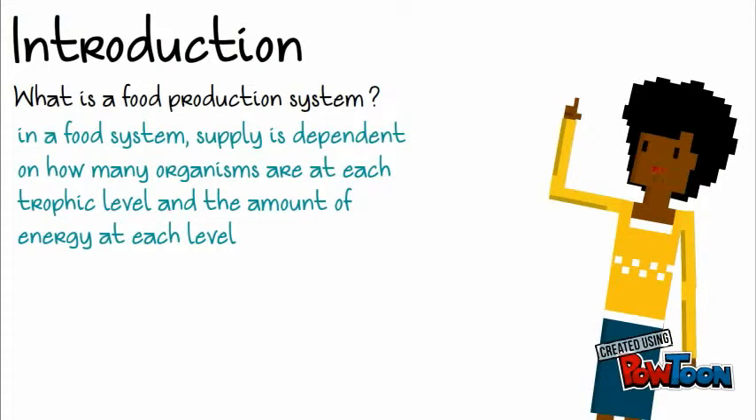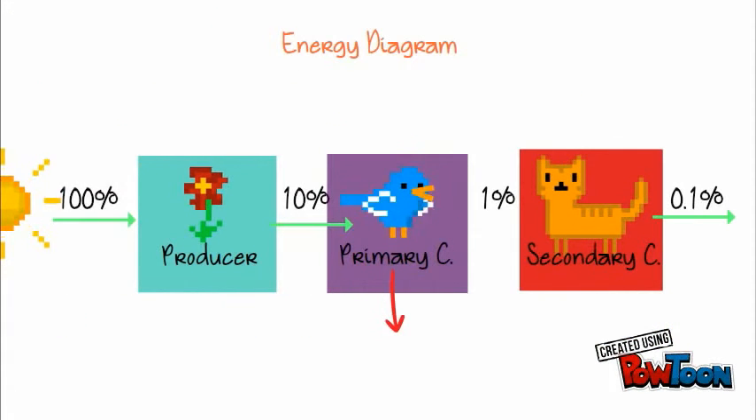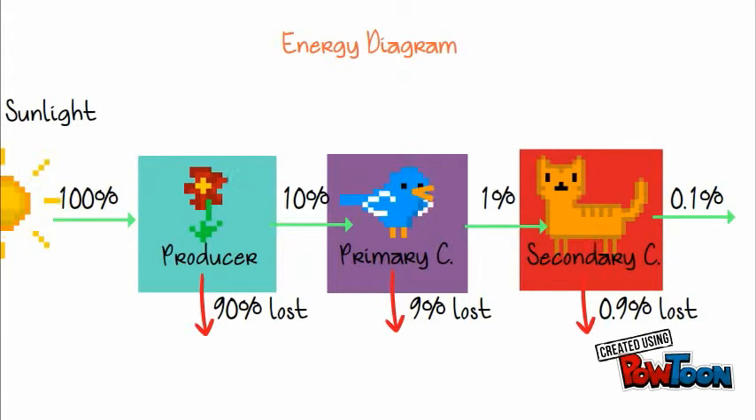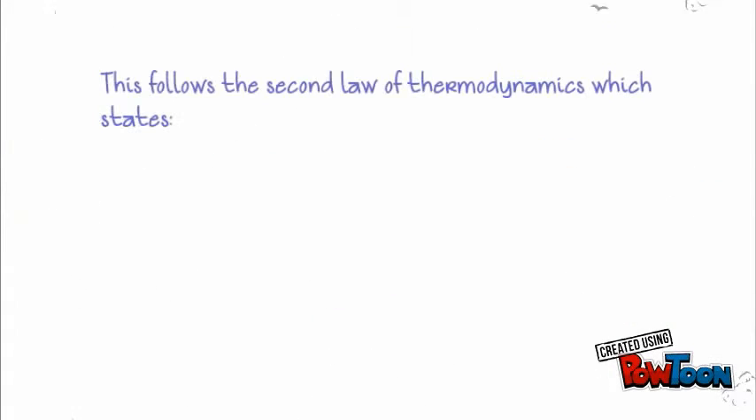In a food production system, supply is dependent on how many organisms are at each trophic level and the amount of energy at each level. In this diagram, you can see where energy is passed through each trophic level and also lost at each trophic level as well. The loss usually comes from respiration and waste production at each level.